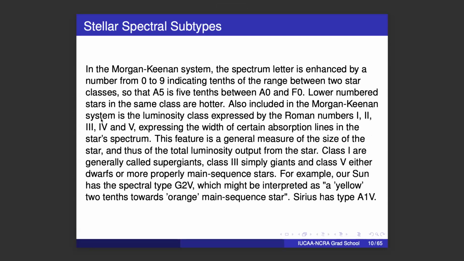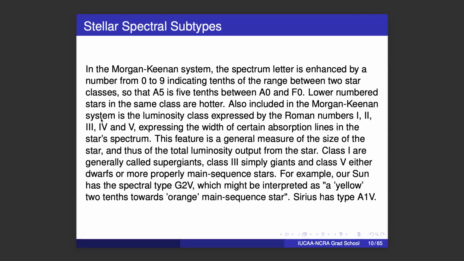So people said these types are too coarse, and that is particularly true for M stars, because M stars range in mass from about 0.08 solar to about 0.6 solar. That's a fairly wide range, and their properties are very different. A 0.08 mass star will be very different from a 0.6 mass star, and therefore you need subtypes. So Morgan and Keenan suggested adding one more digit from 0 to 9, indicating tenths of the range between two star classes. So A5 is 5 tenths between A0 and F0.